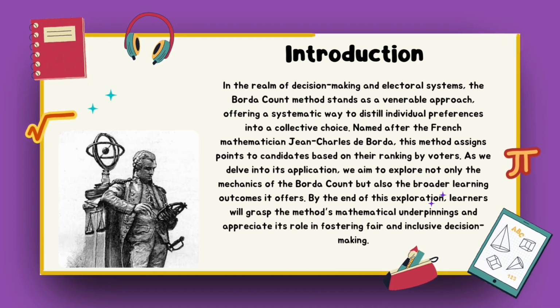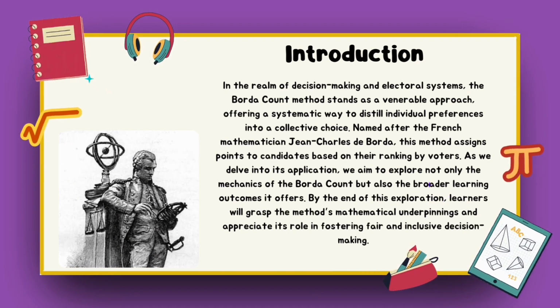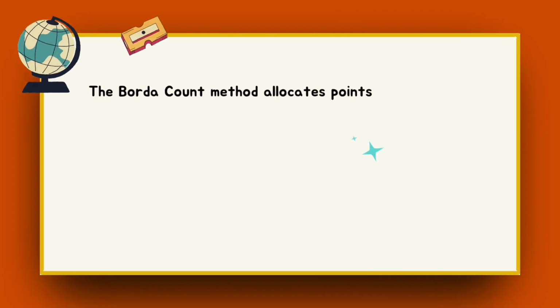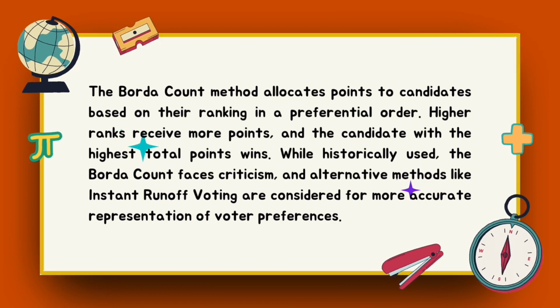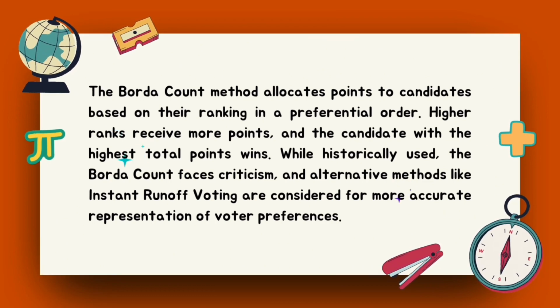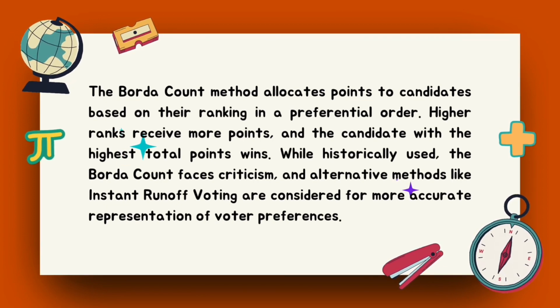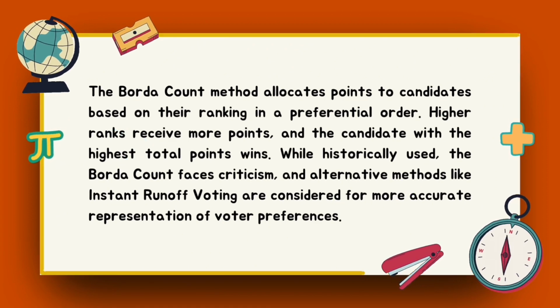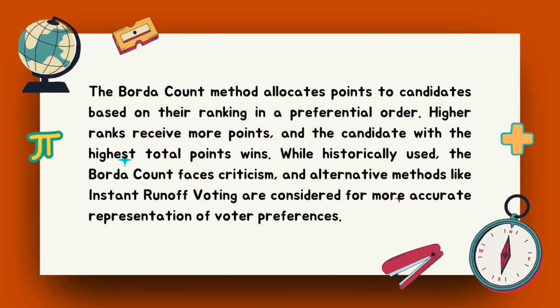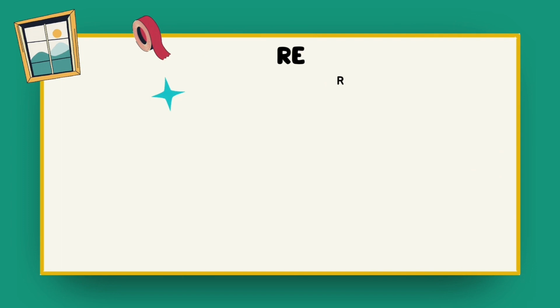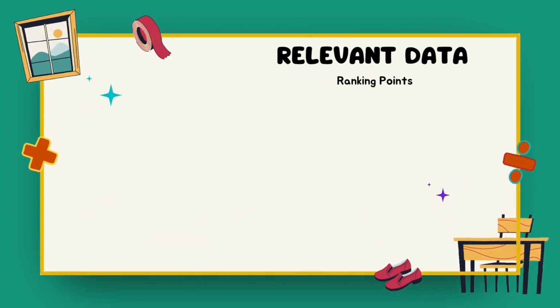By the end of this exploration, learners will grasp the method's mathematical underpinnings and appreciate its role in fostering fair and inclusive decision-making. The Borda count method allocates points to candidates based on their ranking in a preferential order. Higher ranks receive more points and the candidate with the highest total points wins. While historically used, the Borda count faces criticism, and alternative methods like instant runoff voting are considered for more accurate representation of voter preferences. The Borda count method is an electoral system that assigns points to candidates based on their rankings in a preferential order.